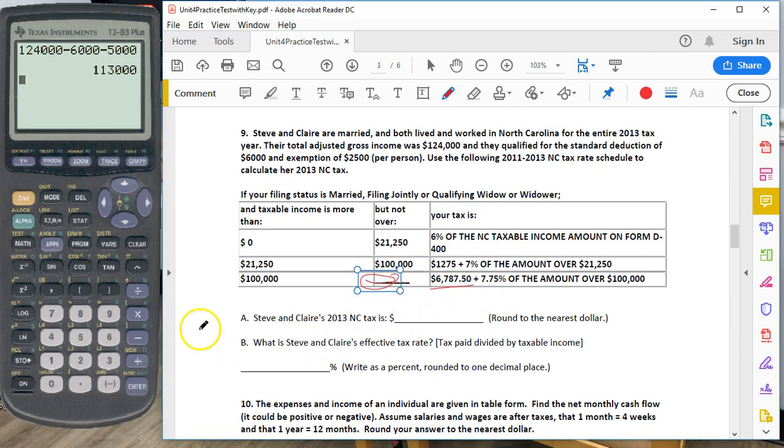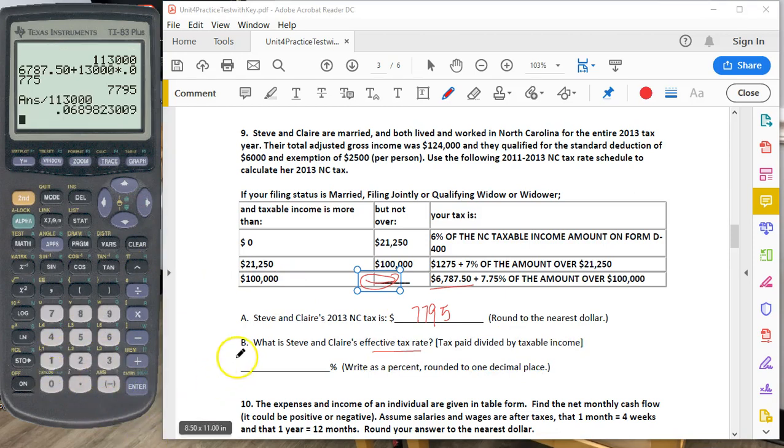So they're going to have to pay $6,787.50. Plus, they're going to have to pay 7.75% of the amount over the $100,000. So they made $113,000. So $13,000 is how much is over the $100,000. And I'll have to figure out what 7 3/4% is of that. And their tax bill is $7,795. And the effective tax rate, if we divide by taxable income, is 6.9%.